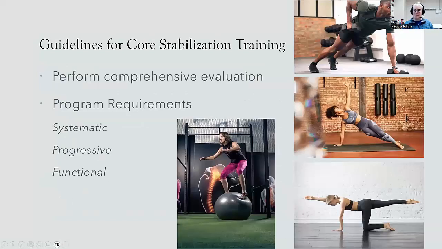The guidelines for core stabilization training. We need to perform a comprehensive evaluation. We need to look at program requirements. Are they systematic, progressive, and functional? Focus on the entire muscle contraction spectrum, the force production or concentric contraction, the force reduction, eccentric contraction, and the dynamic stabilization, isometric contraction. The program must also be challenging with progression through functional continuums.